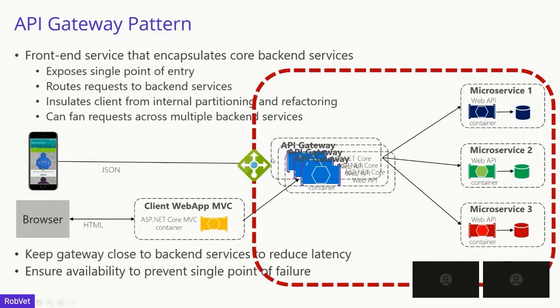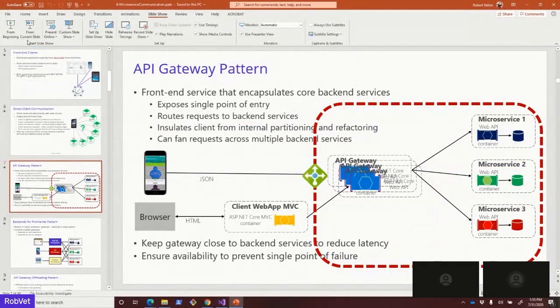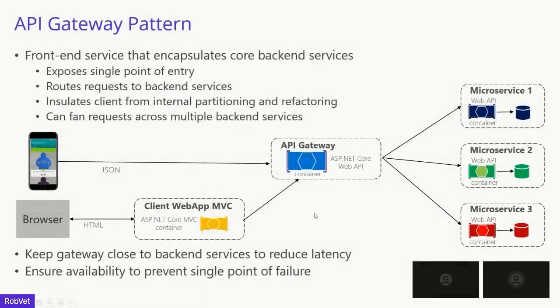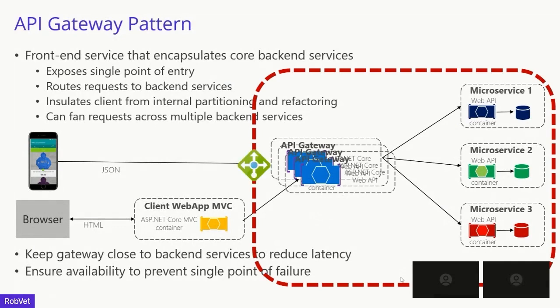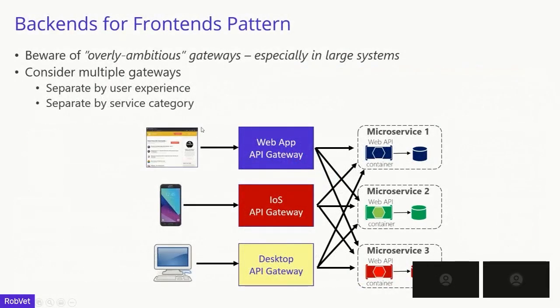So again, this is the API gateway. We've got a front-end service, if you will, and it pretty much is responsible for abstracting away the back end. Here's a problem though. What you want to always think about for larger microservice applications, you want to beware of an overly ambitious gateway, especially in a large system. If we have a lot of back-end microservices, and a large number of different types of clients, we might come to the conclusion that a single gateway becomes too much of a bottleneck.